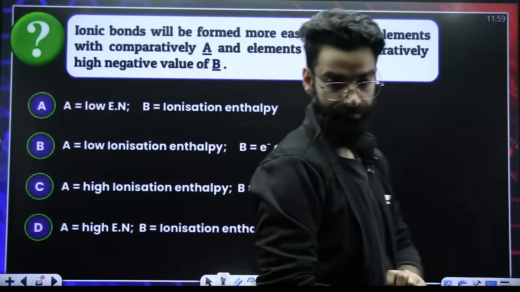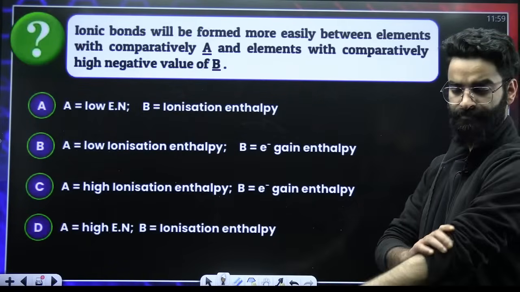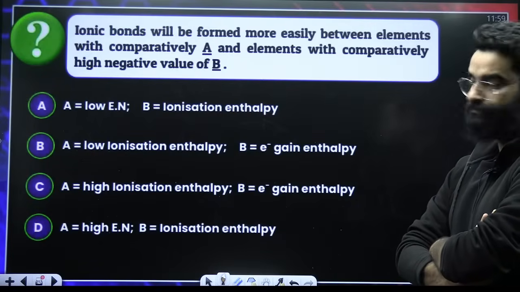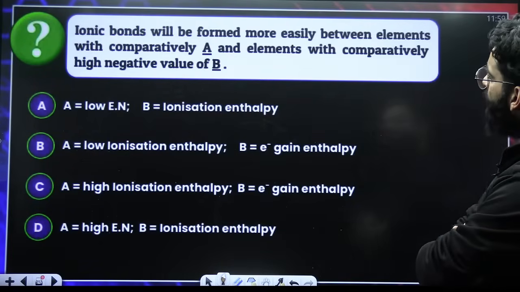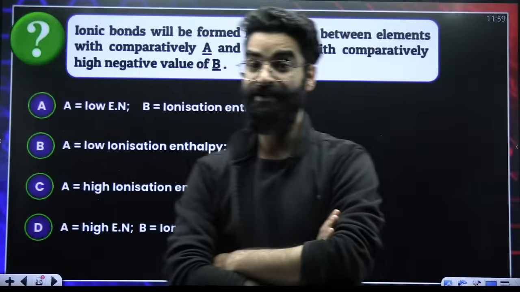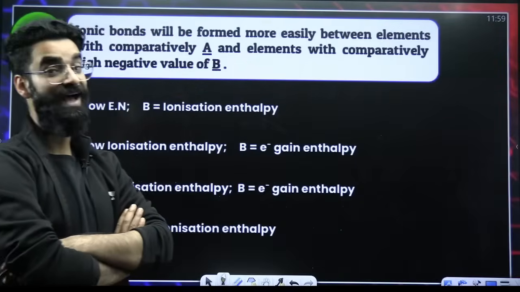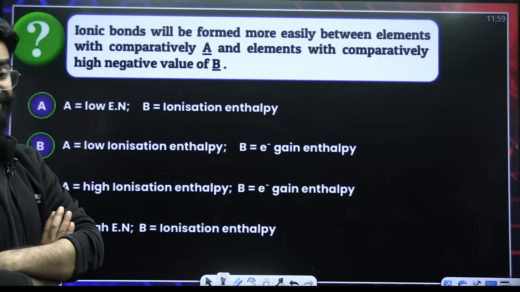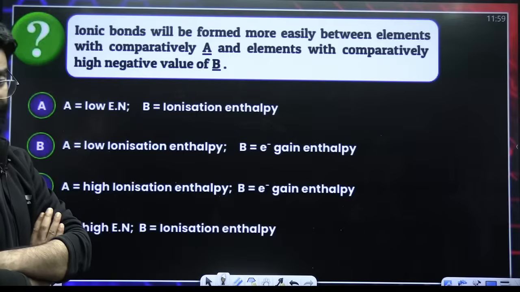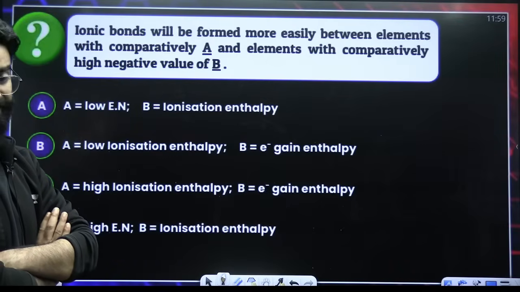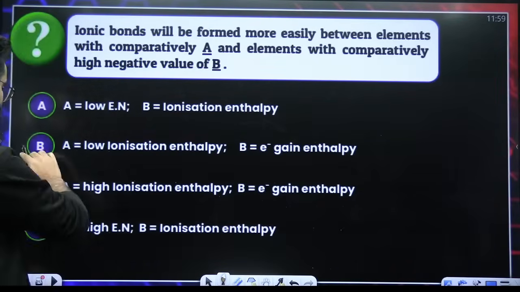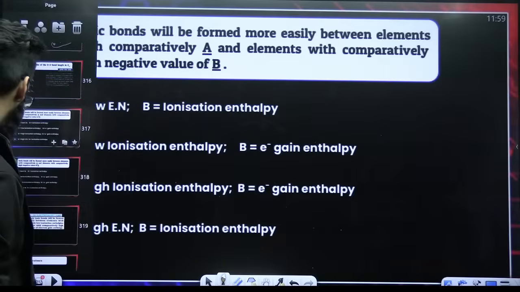What about this question? Look at the question carefully. Ionic bonds will be formed more easily if metal has low ionization energy and non-metal has high electron affinity or electron gain enthalpy. Yesterday I told you that. So what is the answer? Metal should have low ionization energy and non-metal should have high electron affinity. Perfect. So it's option B.